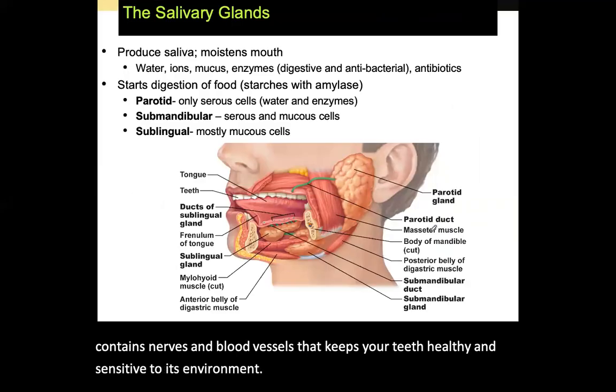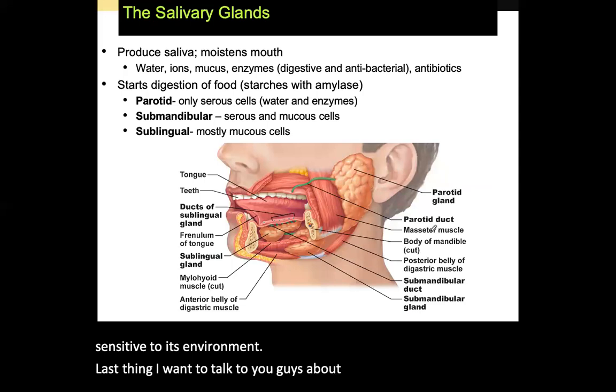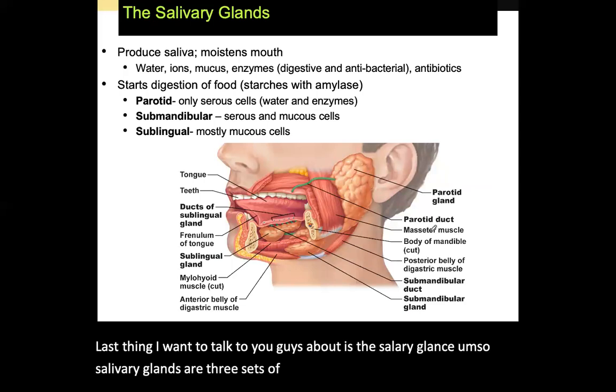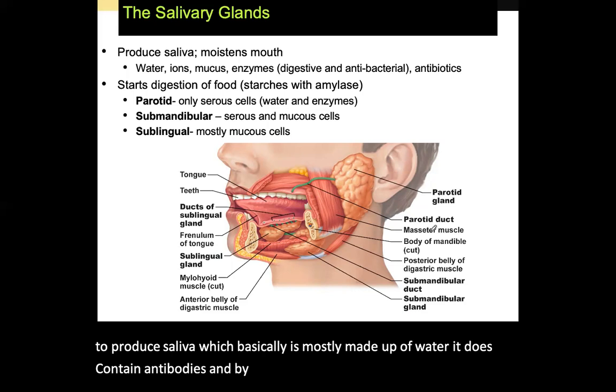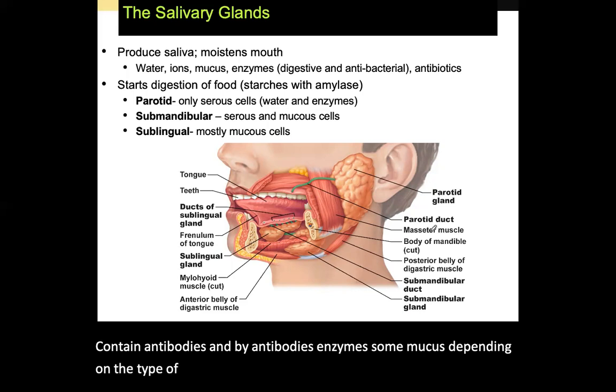Last thing I want to talk to you guys about is the salivary glands. There are 3 sets of salivary glands. The job of these glands is to produce saliva, which basically is mostly made up of water. It does contain antibodies, enzymes, some mucus depending on the type of cells, and ions like sodium, potassium, calcium, and a digestive enzyme, the main one being amylase.